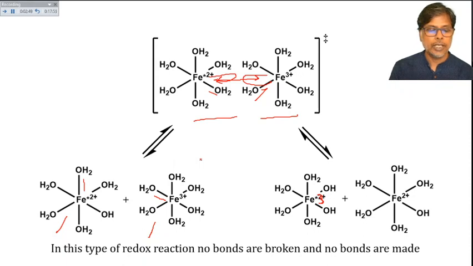Now take a look at the activation energy versus the bond length differences. If the bond length difference between the reductant and the oxidant is high, then the energy required for bringing them to equal length is going to be high. That means the activation energy is going to be high and the reaction is going to be slow. And in this type of mechanism, so far you have seen that no bonds are broken and no bonds are made.